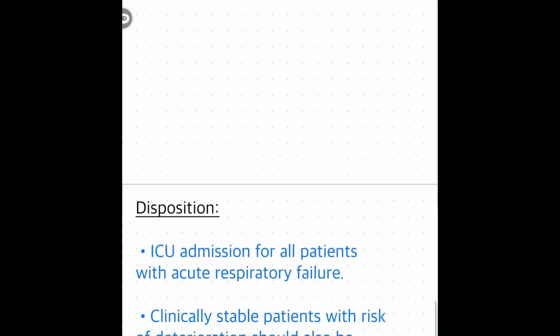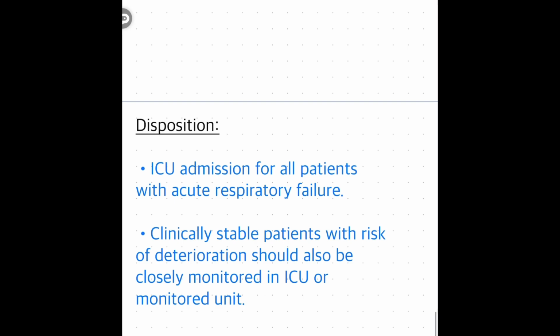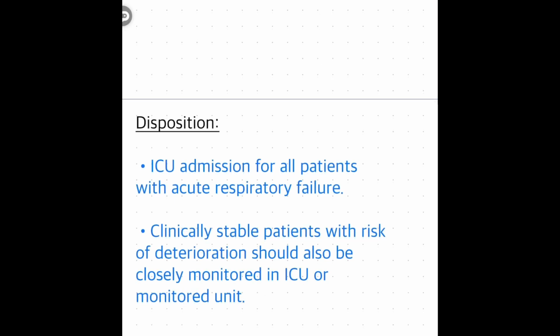All patients with acute respiratory failure must be admitted to the ICU because this is a life-threatening condition, and clinically stable patients with a risk of deterioration should also be closely monitored in the ICU or a monitored unit. So this is a brief summary of the topic of acute respiratory failure: definition, signs, symptoms, diagnosis, and treatment.